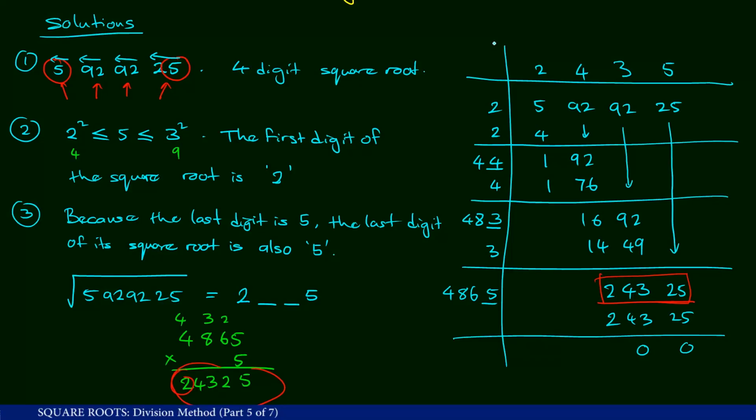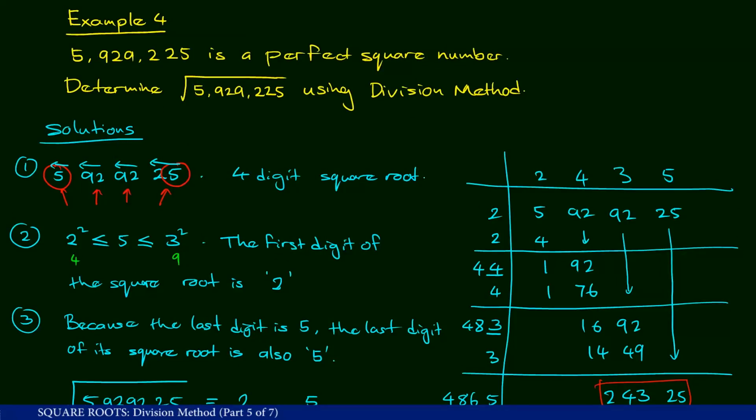So finally, we can give our answer to the question here. The square root of 5,929,225 is equal to 2,435.